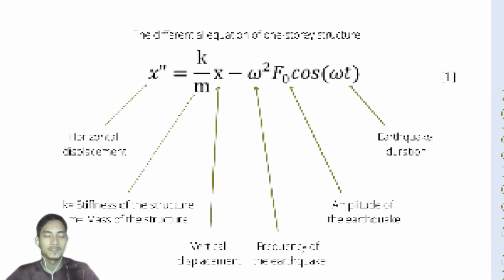For the specific terms, x double prime is for horizontal displacement, k is for stiffness of the structure, m is the mass of the structure, x is the vertical displacement, omega squared is for frequency of the earthquake, f naught is the amplitude of the earthquake, and t is the earthquake duration in seconds.